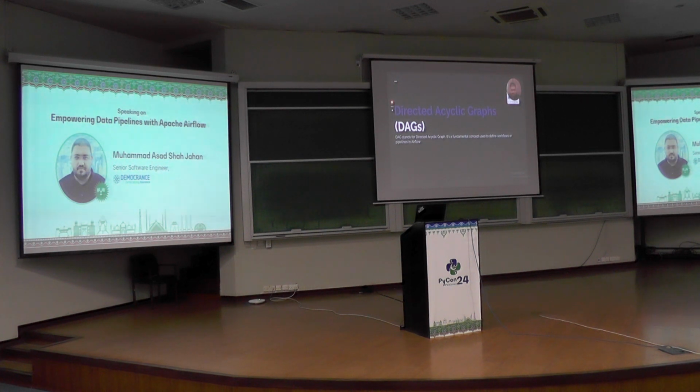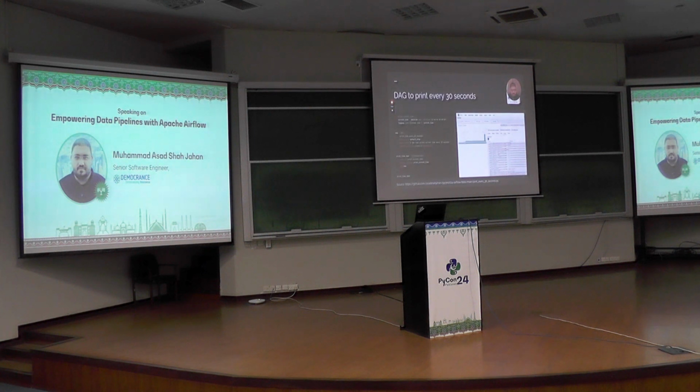Directed acyclic graphs, or DAGs, are basically a concept of defining workflows or pipelines in a system. Let me show you an example. Let's suppose you want to write a program that prints the current time every 30 seconds. From the code, you can see that I have defined a function, taken the time, and I'm logging that particular time. Now I have initiated a DAG, and the first parameter of the DAG is the ID, which represents the DAG's unique identifier. From here, you're seeing that the DAG ID is print time every 30 seconds.